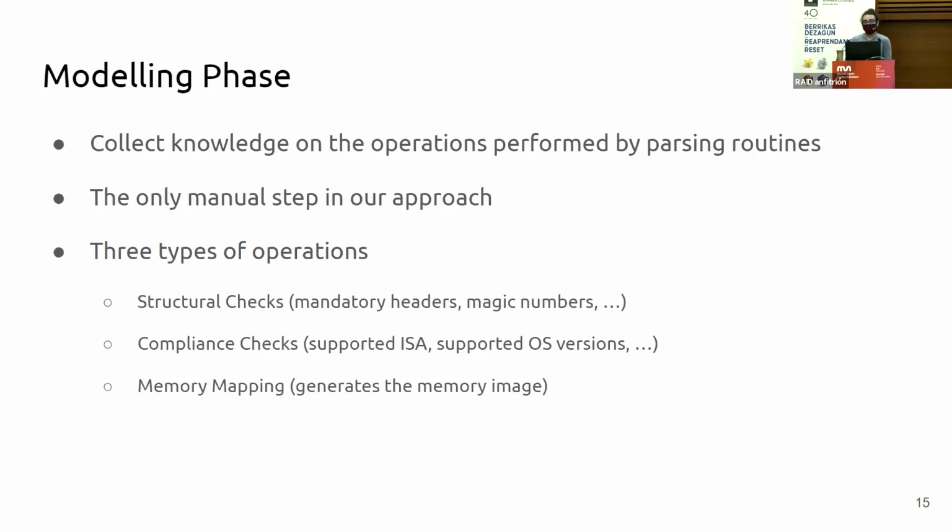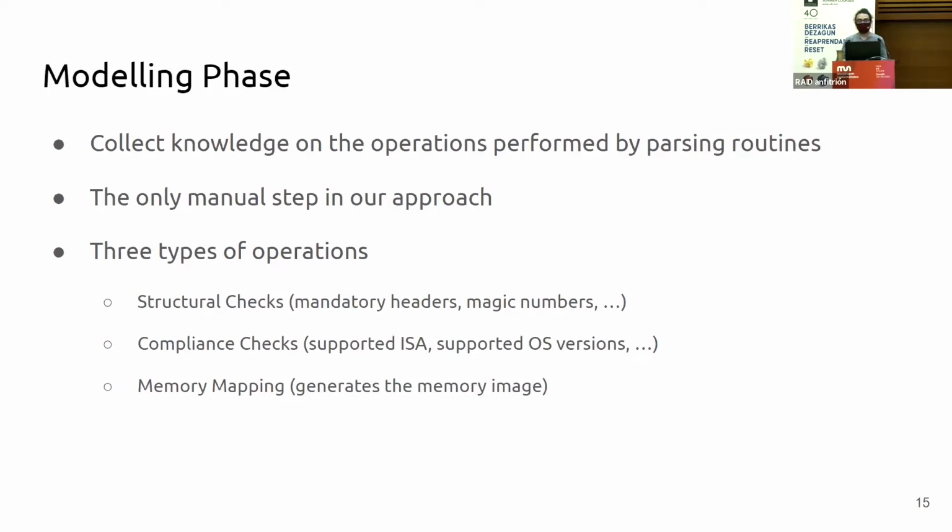We then have compliance checks, in which the software validates the file from an operational point of view. Let's just give an example. The operating system wants to check that the instruction set for which the program is compiled matches the one of the machine onto which it's about to run.